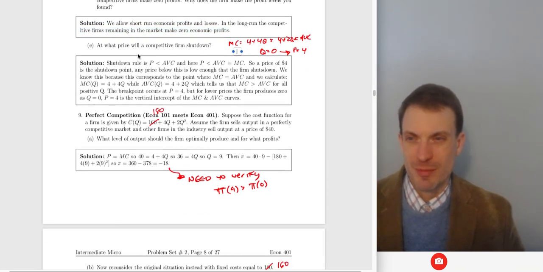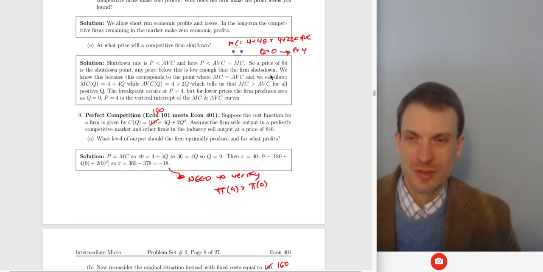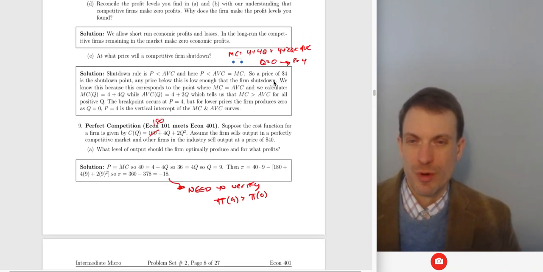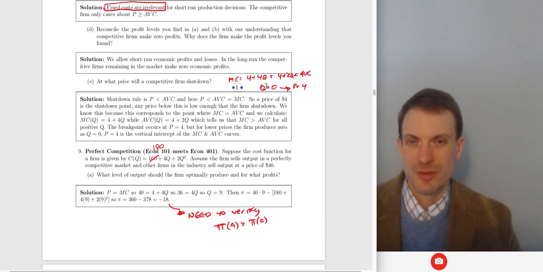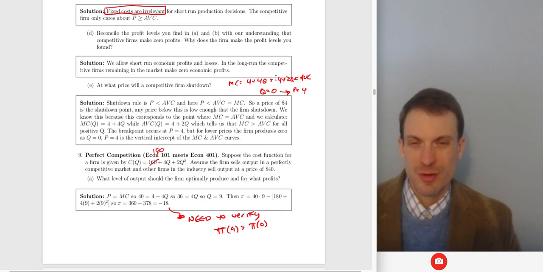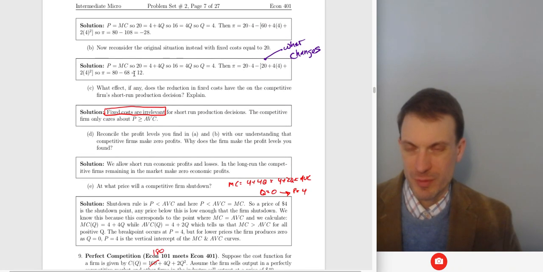So we have to find the shutdown point. The shutdown rule is price less than average variable cost. So in this case, the price of 4 is our shutdown point. Our marginal cost was 4 plus 4Q. Our variable cost, let me go back to the beginning.